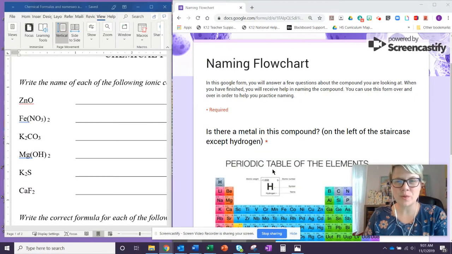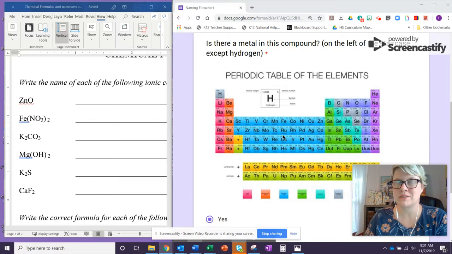Hey everyone, I just wanted to go through the flow chart with you so you can start using it. I see some people have started using it. That's great. If not, then here is a small tutorial to help, and hopefully this will work well for us.